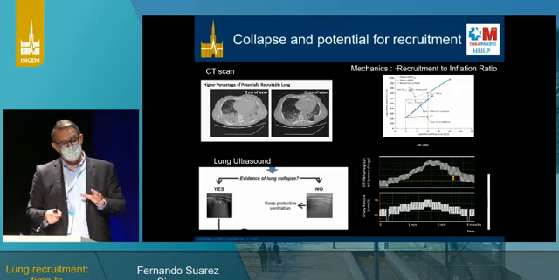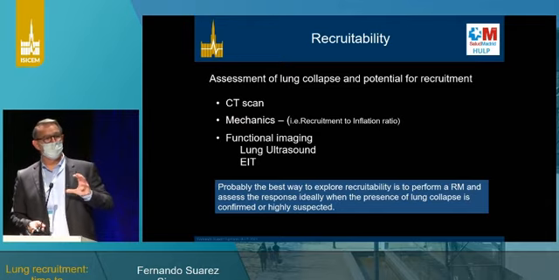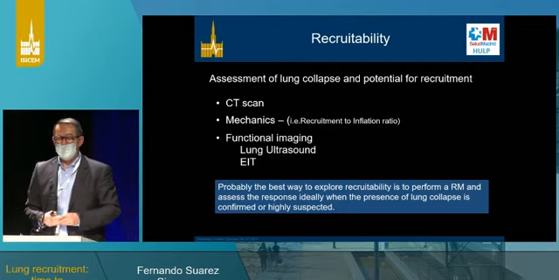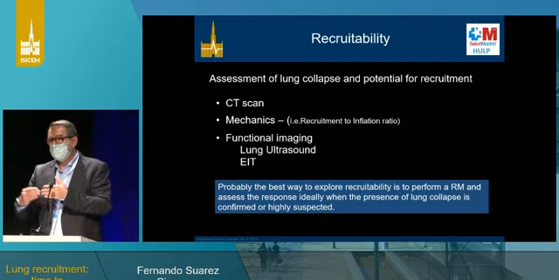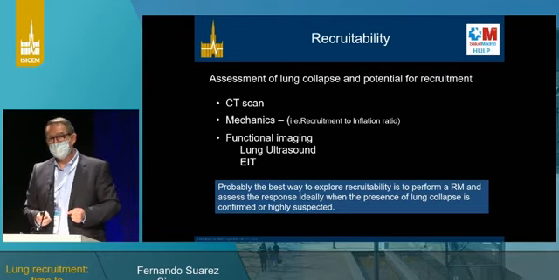So these are available now, but still, for all these interventions, to assess whether this collapse is recruitable or not, you need to do some kind of intervention. In the recruitment to inflation ratio, you need to make a bigger PEEP step. In the CT, you should pressurize the lung.